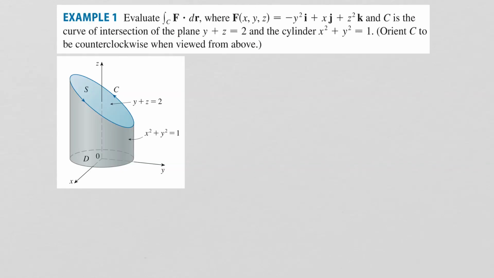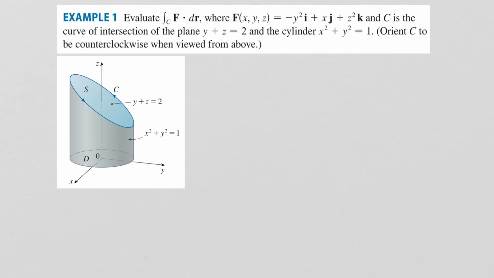Here we want to evaluate the integral along the curve C of F dot dr, where F is this vector field, and C is the curve of intersection of the plane y plus z equals 2 and the cylinder x squared plus y squared equals 1. Orient C to be counterclockwise when viewed from above. You can see our surface here, and C is the boundary of that surface.